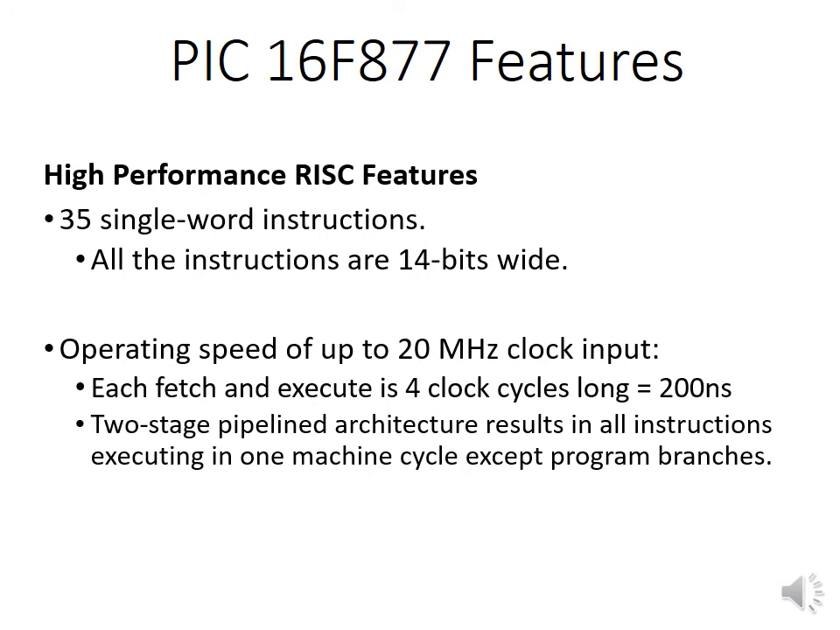The clock speed of the PIC16F877 is up to 20 megahertz. A fetch cycle takes 4 clock cycles to run, and an execute cycle also takes 4 clock cycles. In the PIC16F877, there is a 2-stage pipelining that makes the fetch and execute cycles overlap. This results in a single instruction being executed in 4 clock cycles, which we can say is in one machine cycle. So this makes the instruction execution faster and therefore contributes to the high performance.